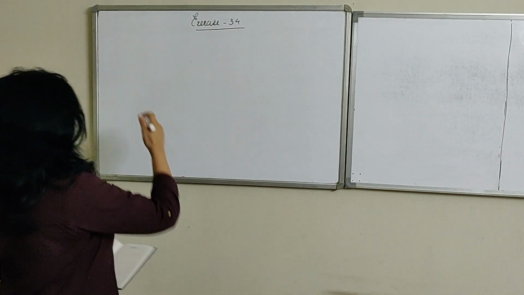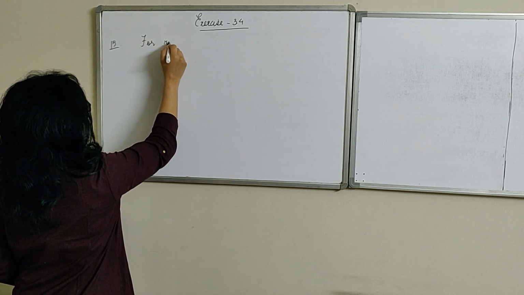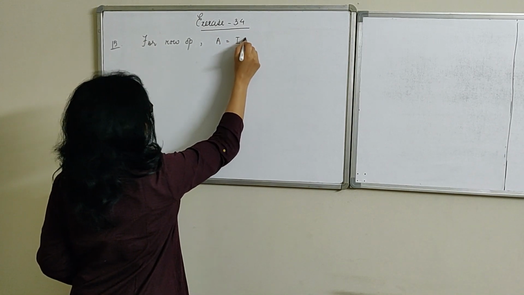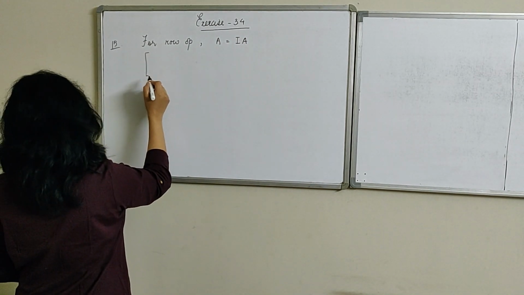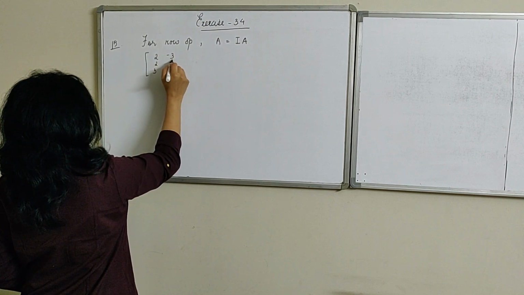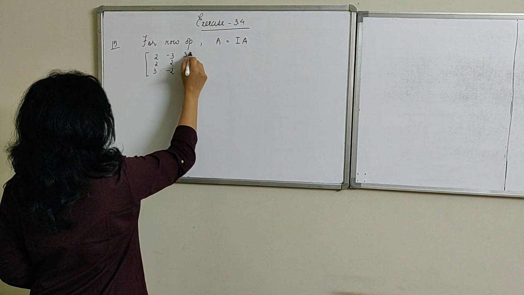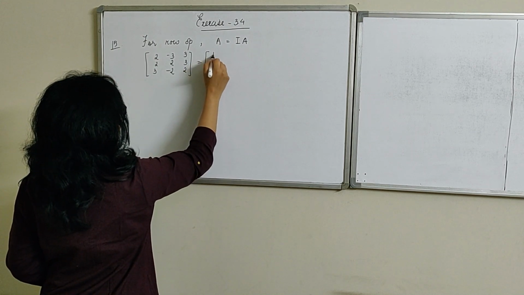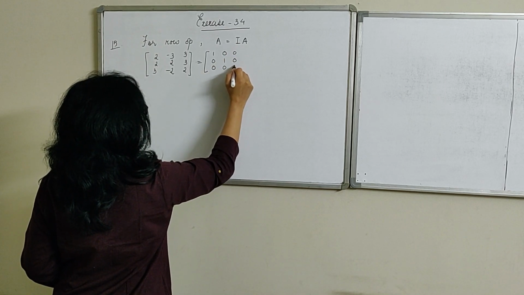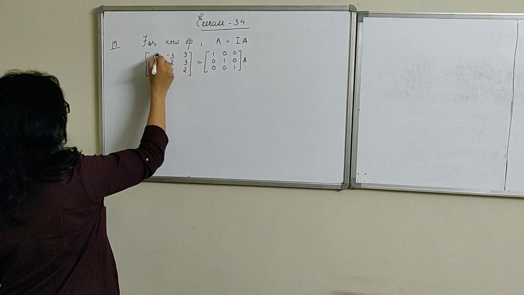Next we'll do question number 15. So for question 15, I'll straight away write down row operations. The equation is this, and the matrix equation is 2, 2, 3, minus 3, 2, minus 2, 3, 3, 2, which is equal to identity matrix multiplied by A. So we want this element to be 1.